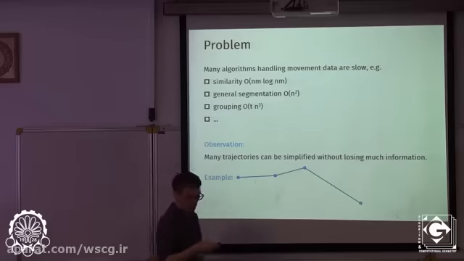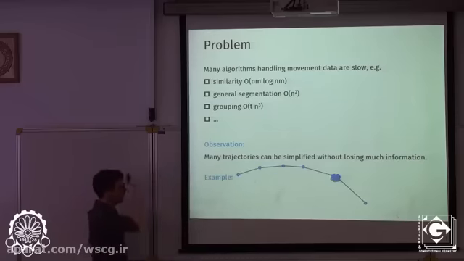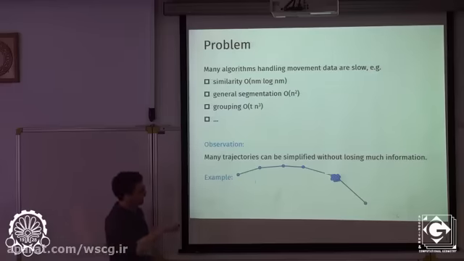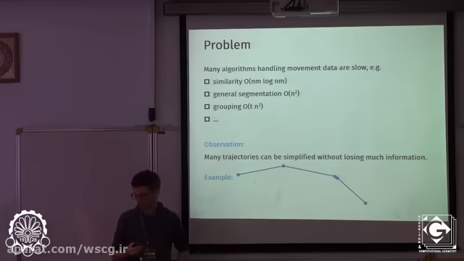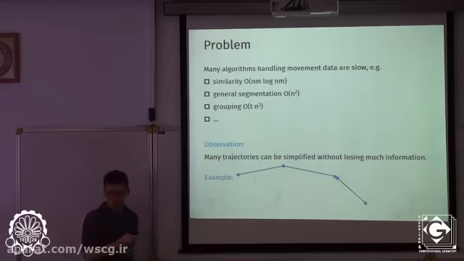Also, even if we want to take into account time, here's another example. If I have this trajectory, and maybe it's important that I stayed here for a long time, then I can simply keep two of the points here, the first one and the last one, and then the temporal information is maintained well. So trajectory simplification is the problem we want to look at today.